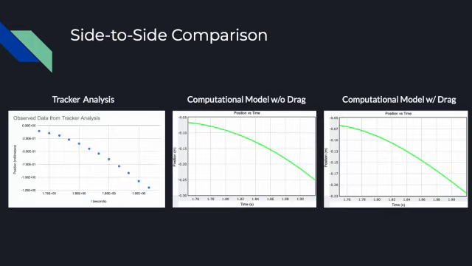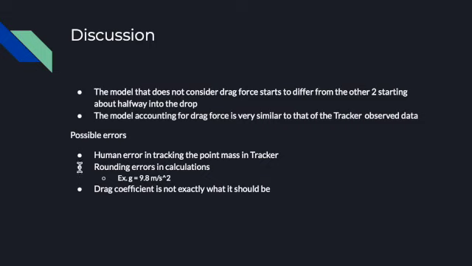Let's move on to comparing them, and as you can see, the Tracker analysis definitely aligned best with the model with drag. As you can see, the model without drag ends up a little higher at the end of the time frame than the model with drag. These two are similar. This one's a little bit higher because there's not that force. And then the model that doesn't consider drag force starts to differ from the other two, starting about halfway into the drop. And the model accounting for drag force is very similar to that of the Tracker observed data.